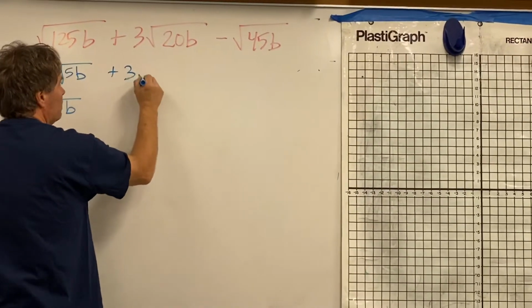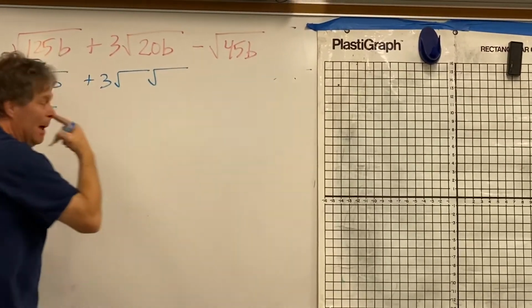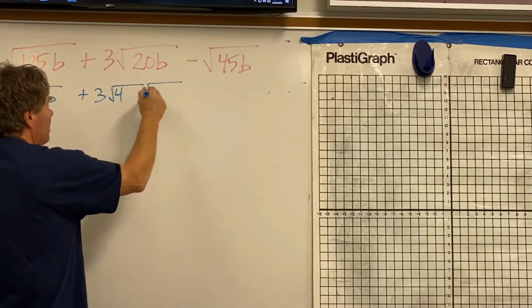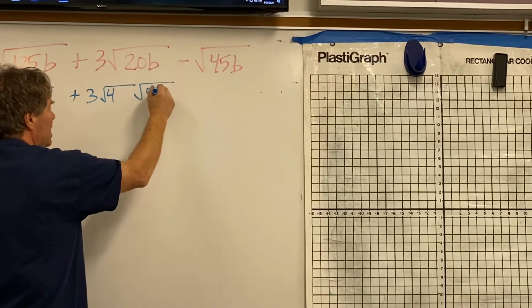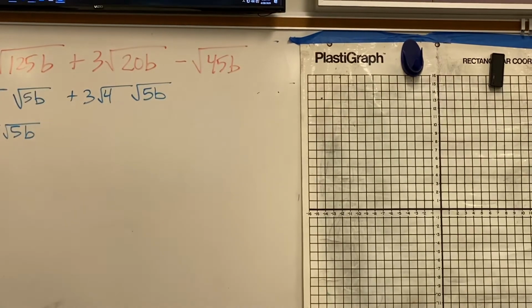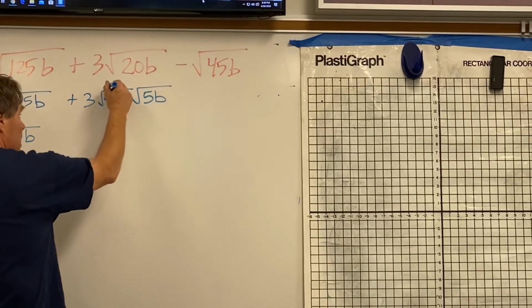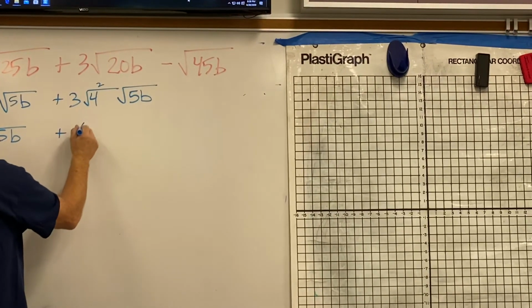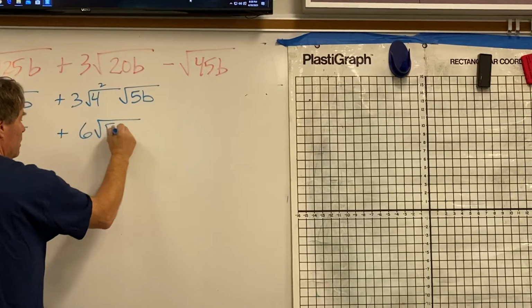Plus 3 times root pretty, root ugly. What's pretty about 20? How about 4? What's ugly? 5. What's pretty about b? Nothing. It goes on the ugly side. Square root 4 is 2. So 3 times 2 is 6 root 5b.